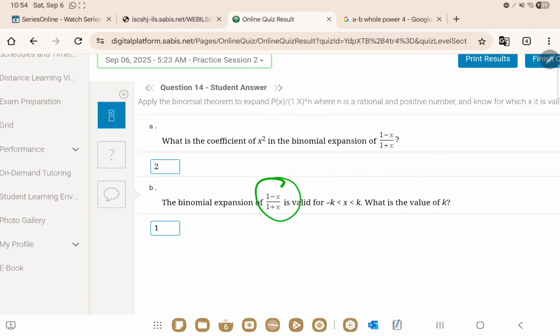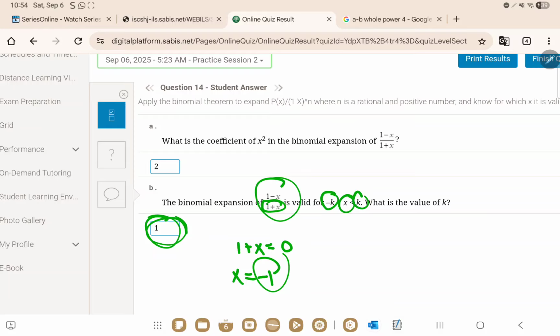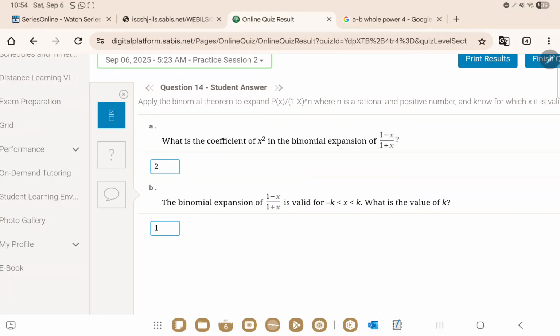Now to solve this, again, like I said, you need to look at the denominator. 1 plus x equals 0, so x equals negative 1. And like I told you, you write the range because x has to be between the positive and the negative value of this answer. So it has to be between 1 and negative 1. So that's your answer. Thankfully, we can move on from this question.